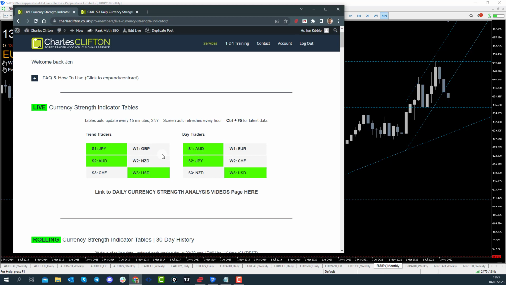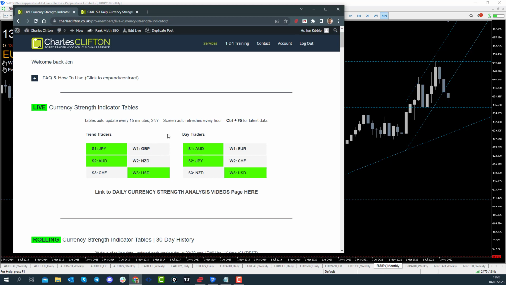You can see here some of the currencies are highlighted in green. That shows there is a confluence between those two trading time frames, and that's where we'll be focusing some of our attention in these videos. Now the tables auto update every 15 minutes 24/7, so wherever you are you can access these tables at any point and get the latest update.